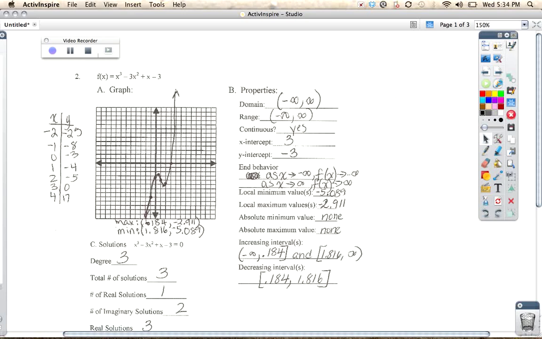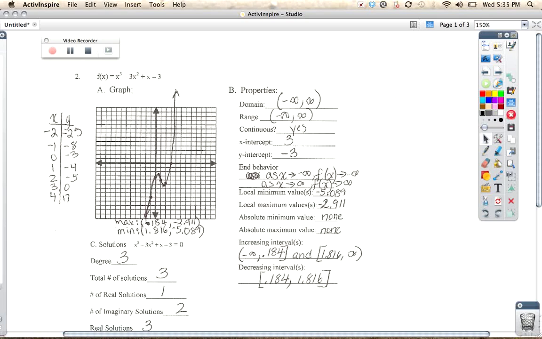Your minimum is going to be actually right here, and again, you're going to want to do second trace, go to minimum, do your left bound, right bound, and then your minimum is actually going to be (1.816, -5.089), which is going to be right here. So you're going to want to definitely represent those on the graph. Okay, you also have a 0 right here at (3, 0). That's where it crosses the x-axis, or the x-intercept.